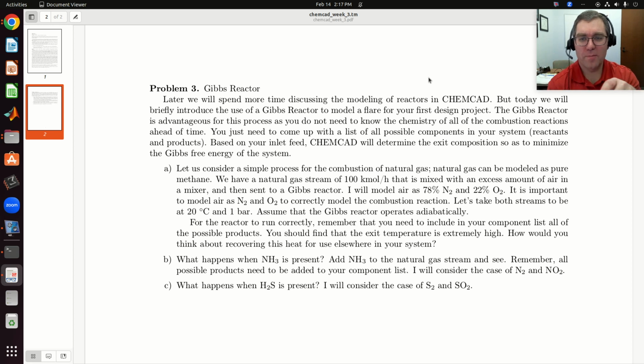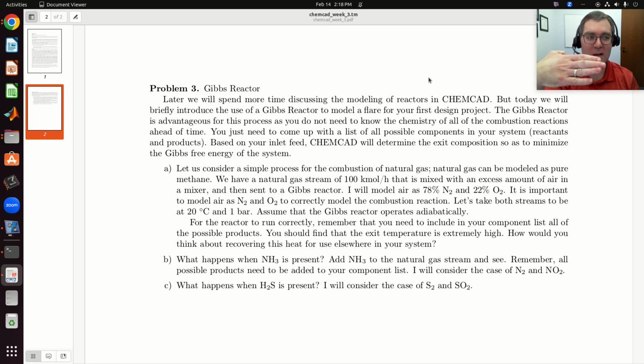All right, so for the last problem this week, we're going to perform a basic analysis using a Gibbs reactor. A Gibbs reactor is one of the types of reactors we can model in CHEMCAD, where we just need to specify what's going into the reactor. Then in our component list, we need to have a list of all possible products, so all possible components in our system. And the Gibbs reactor will work such that given that feed stream, it'll determine what your products are to minimize the Gibbs free energy of my system.